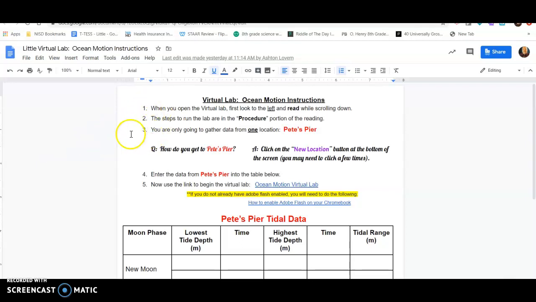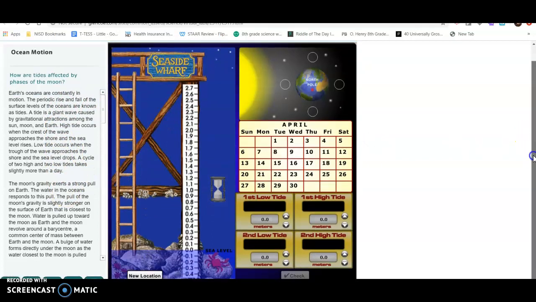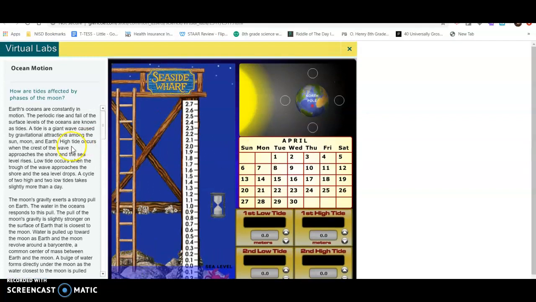So if you look at the instructions when you open the document, it says when you open the virtual lab, first look at the left and read while scrolling down. So I'm going to go through this step by step. I'm going to click on this part right here. This is the part that's going to bring up this guy that looks like this. Now I'm going to read through this part right here, and let's see if I can get, oh good, that's going to work out well. I thought I didn't have my screen set up correctly.